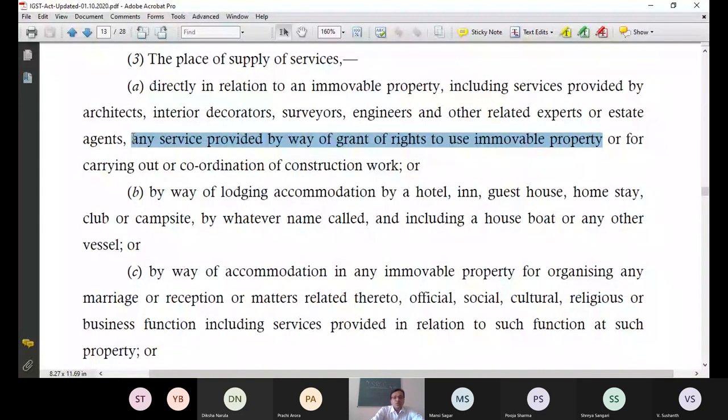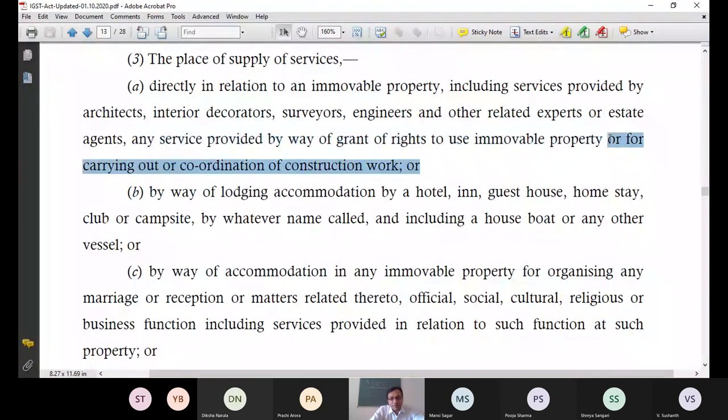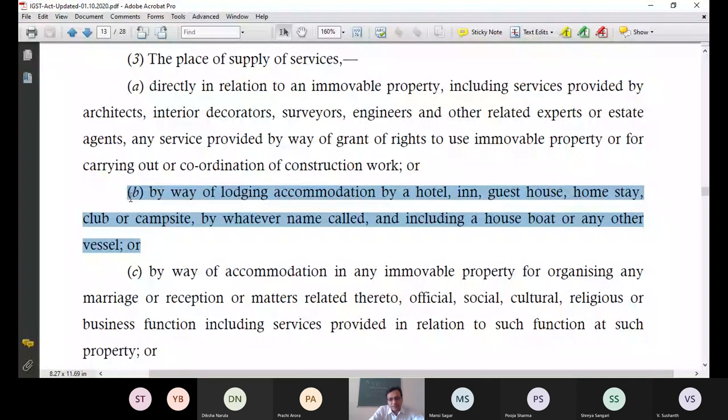Or for carrying out or coordination of construction work. Not only this, clause B, by way of lodging accommodation by a hotel, inn, guest house, homestay, club or campsite in hilly areas nearby rivers. Normally there are temporary structures and that is night stay in a camp. So that is known as campsite. By whatever name called, and including a houseboat or any other vessel.